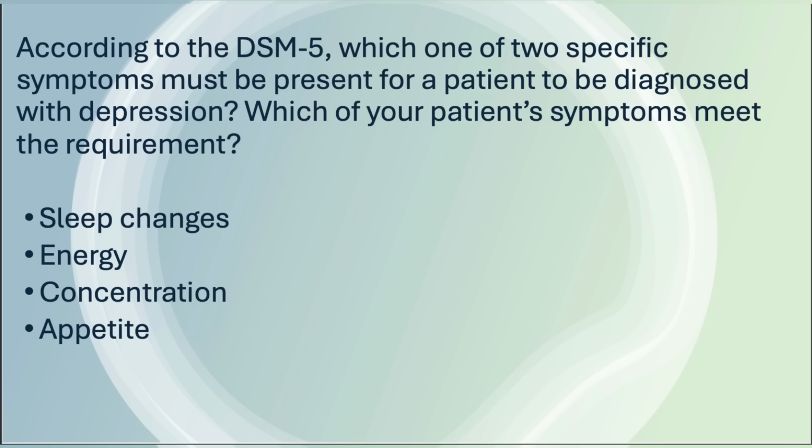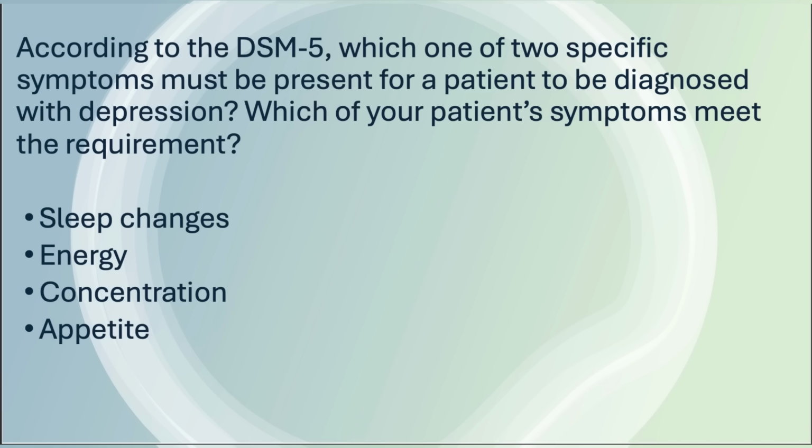So according to the DSM-5, which one of two specific symptoms must be present for a patient to be diagnosed with depression, and which of your patient's symptoms met the requirements? The patient reports sleep changes, decreased energy, poor concentration, and a decreased appetite. So the DSM-5 requires one or both of the following core symptoms for a diagnosis of MDD: depressed mood, or markedly diminished interest or pleasure in almost all activities. Again, anhedonia.